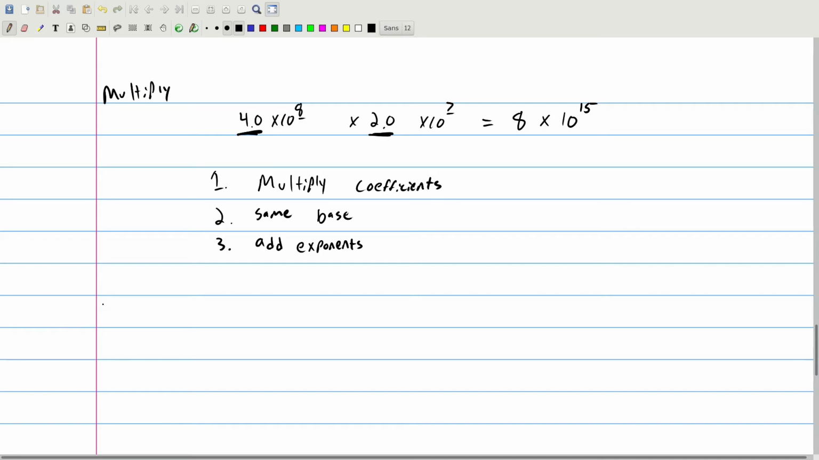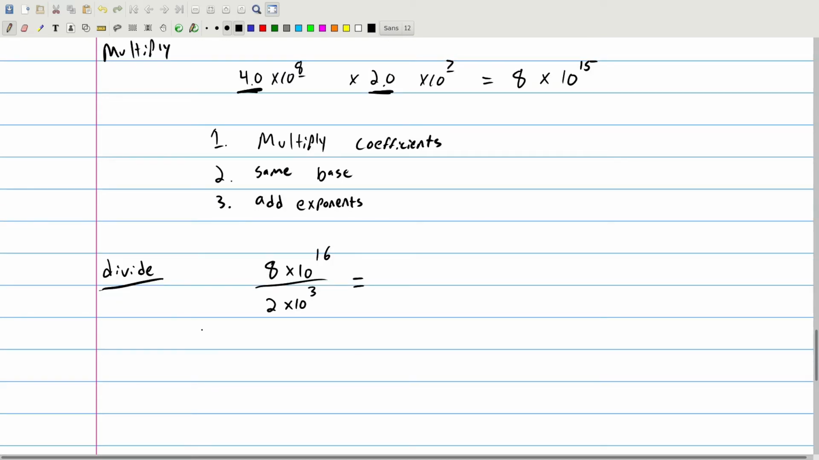Okay, then in order to divide. Division is pretty straightforward as well. Let's say we had 8 times 10 to the 16th maybe, divided by 2 times 10 to the 3rd. When we do this, we're going to follow sort of the same things. Instead of multiplying coefficients, in this case, our first step is going to be divide the coefficients.